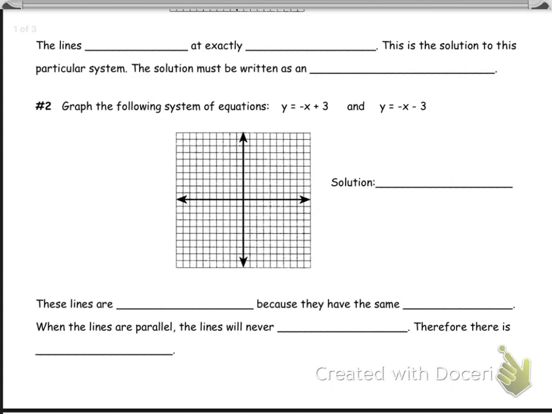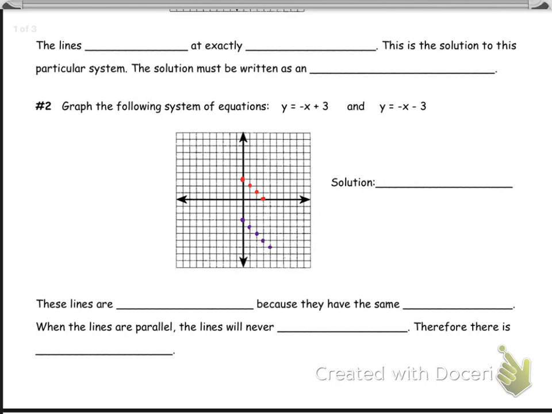Number 2 here, again, we're going to graph. This is y equals negative x plus 3, which we had a minute ago. So if I zoom in, plus 3, and it was down 1 and over 1. And then my second equation is negative x minus 3. So if I change color here, negative x, here's minus 3, and that is down 1 over 1.